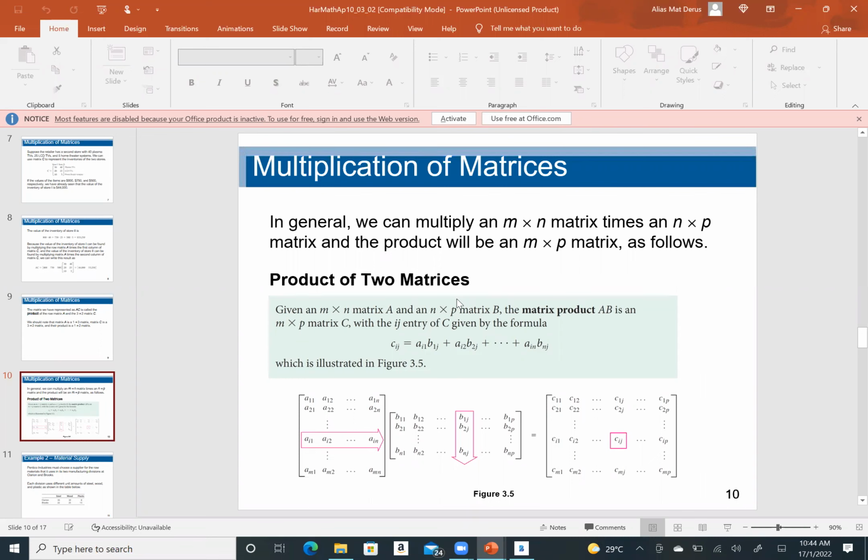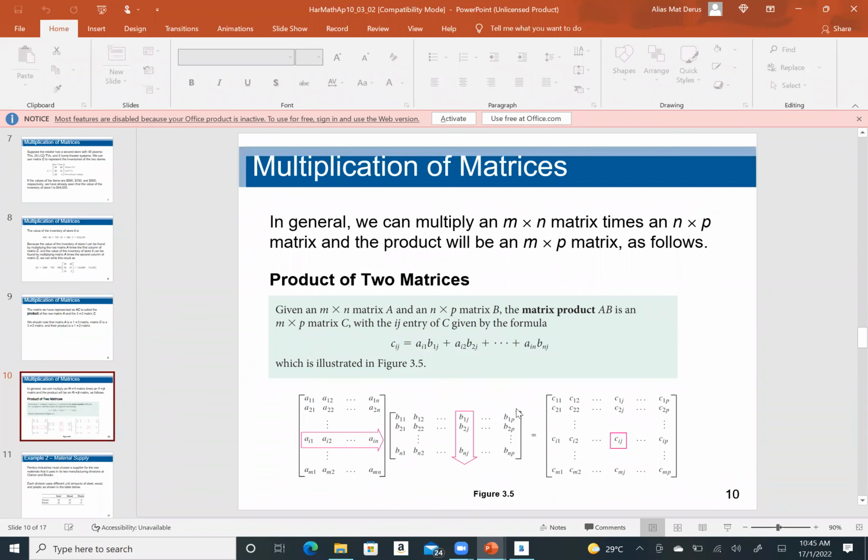That is multiplication. All right. So to multiply, we use the principle of row-column multiplication. Example: you have A, M by N, and then you have B, N by P.